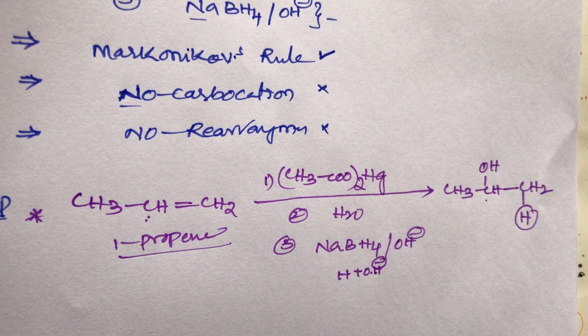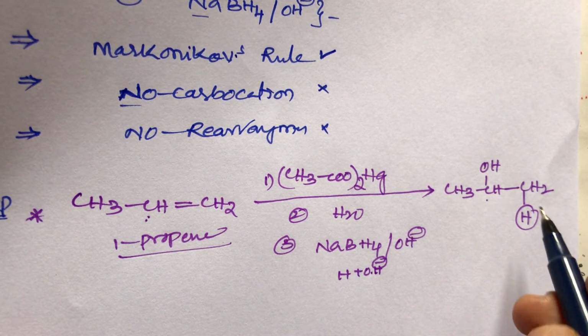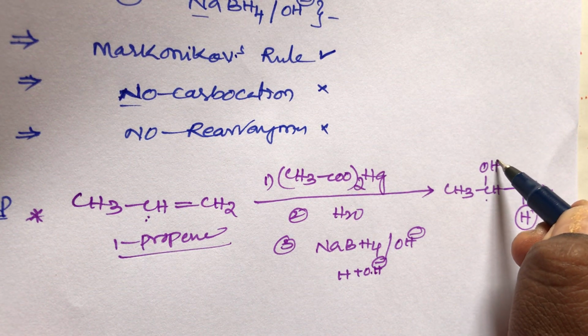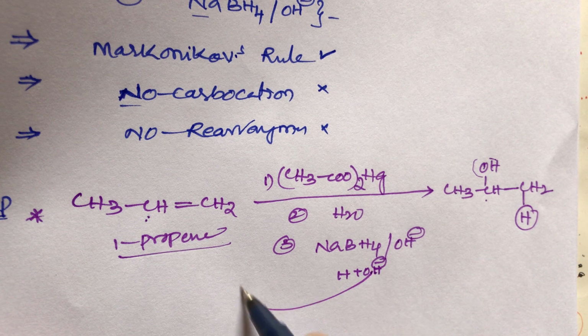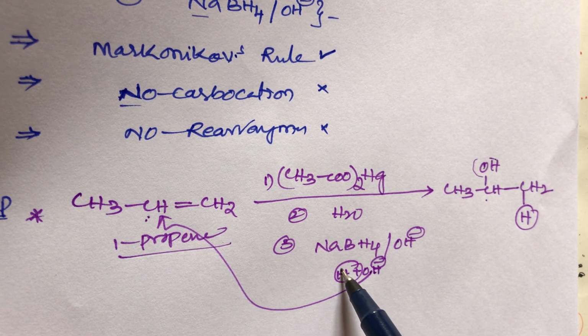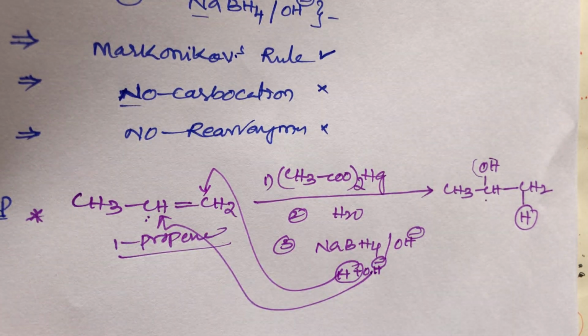That is, it follows the Markovnikov rule. Markovnikov rule means what? The negative part of the species will attack the carbon which contains less number of hydrogen. The negative part of the species means this OH minus. This OH minus will attack this position, the carbon which contains less number of hydrogen. H plus will attack the carbon which contains more number of hydrogen. This is the Markovnikov rule, student.